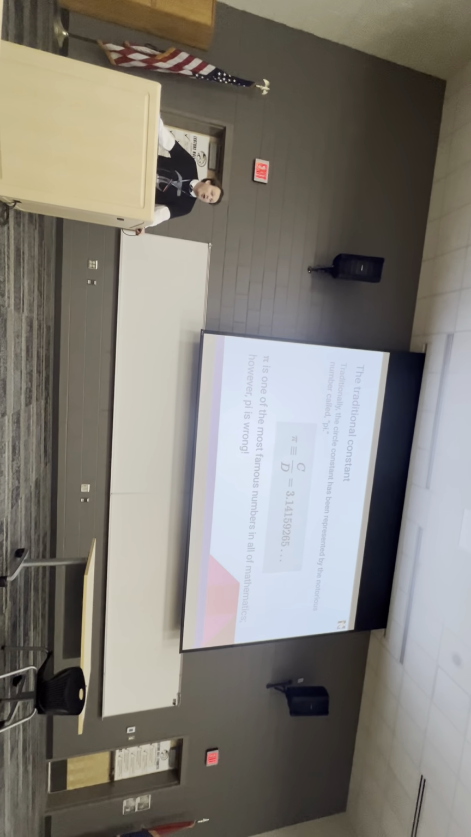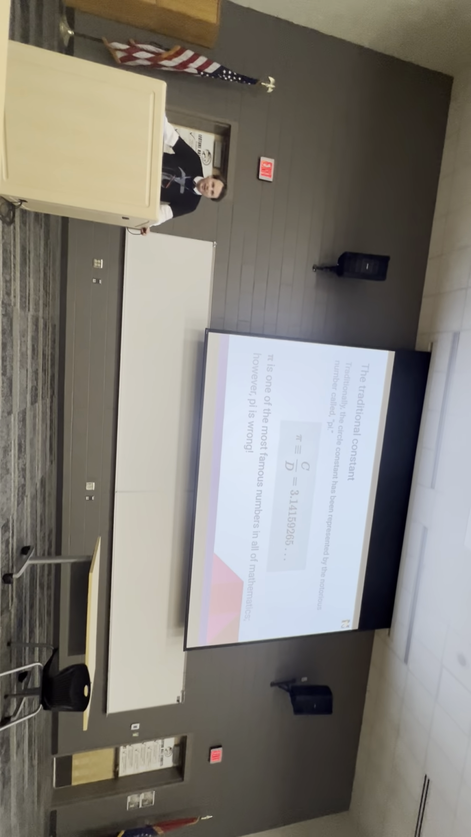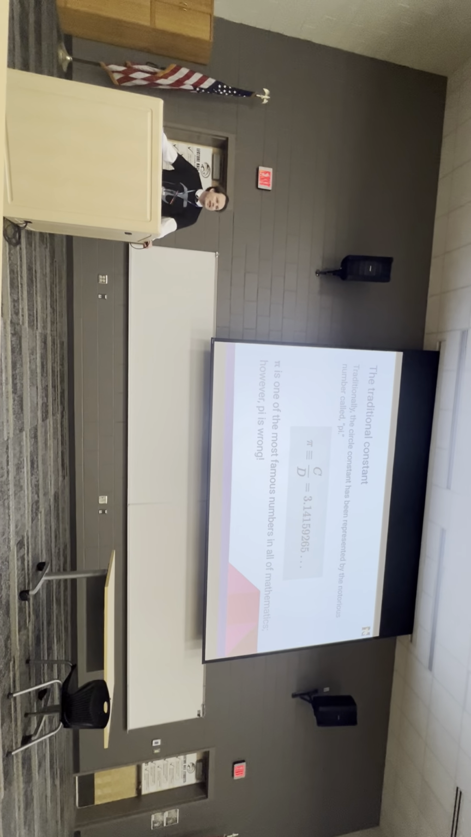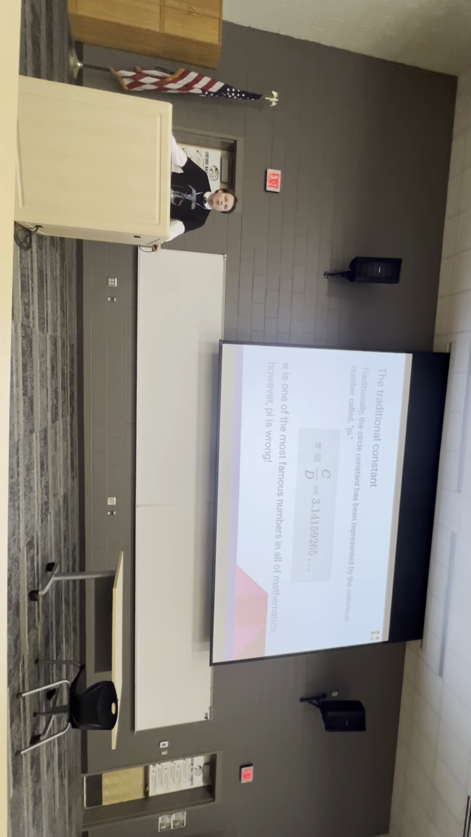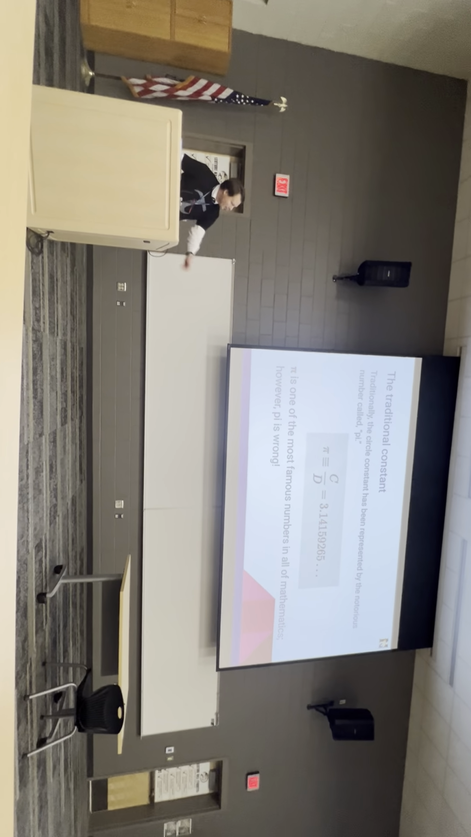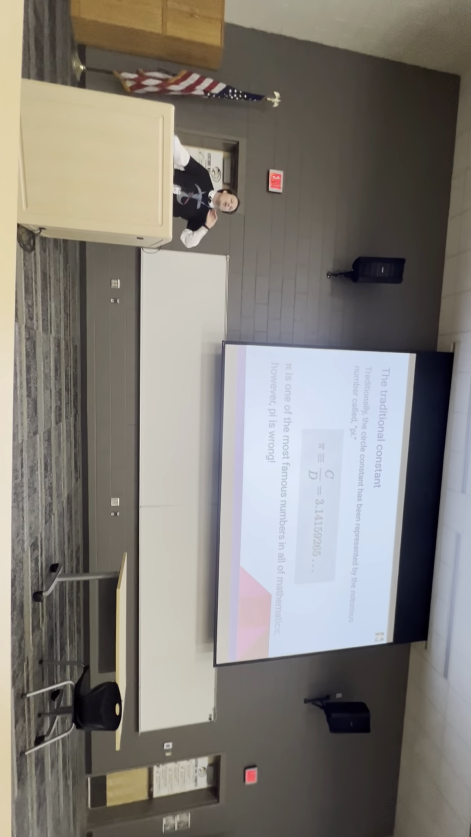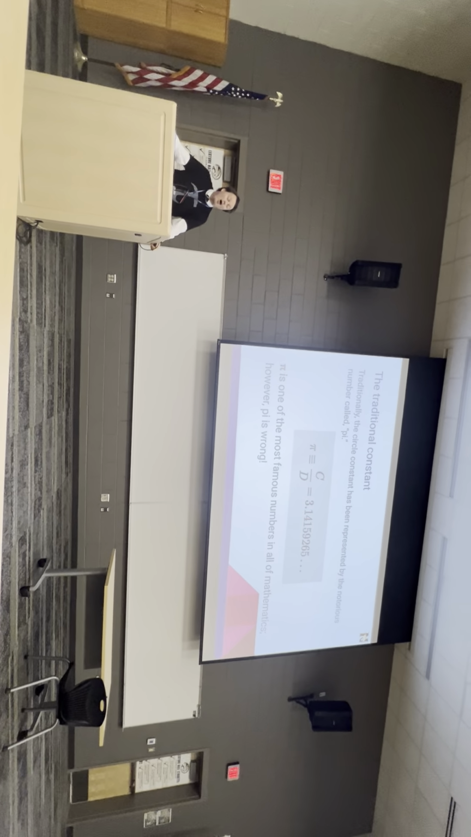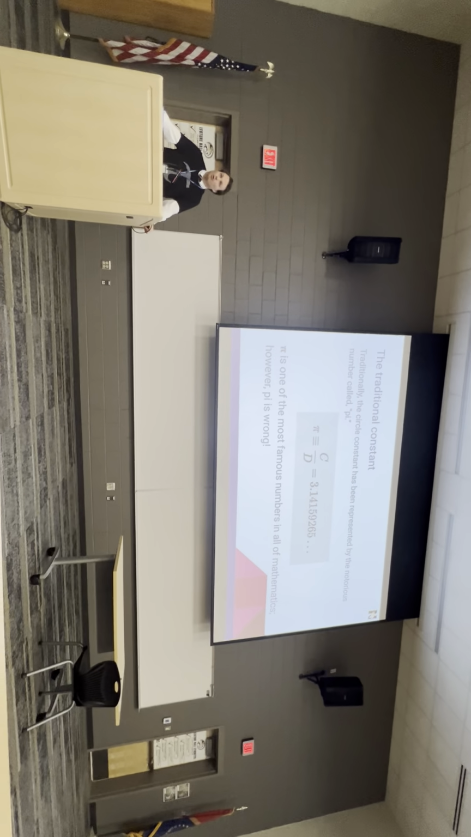This circle constant is called by the notorious number that we call pi. Pi is equal to C divided by D, which equals 3.14159265, and it keeps going. Pi is one of the most famous numbers in all of mathematics. However, I would claim that pi is wrong.